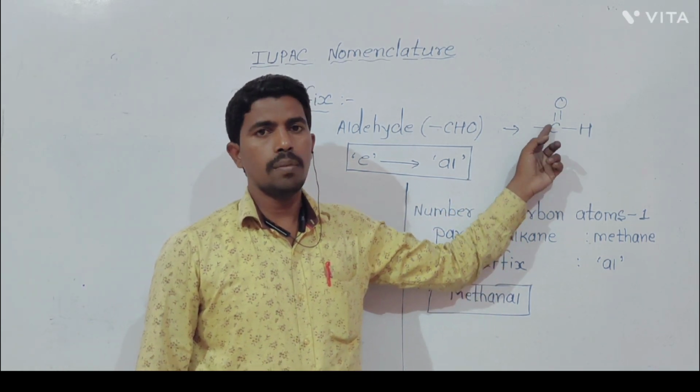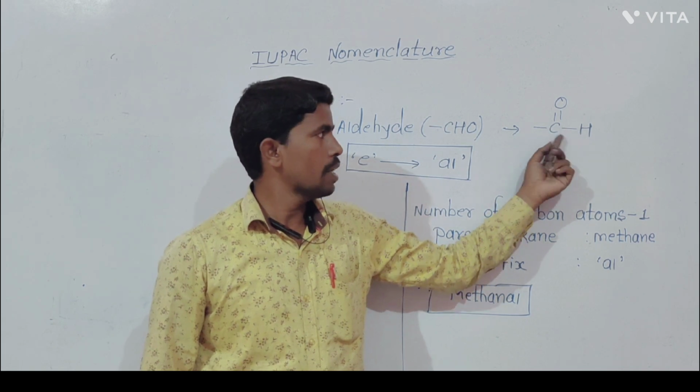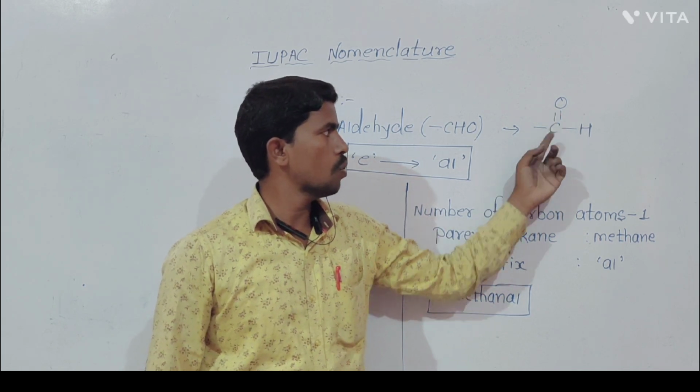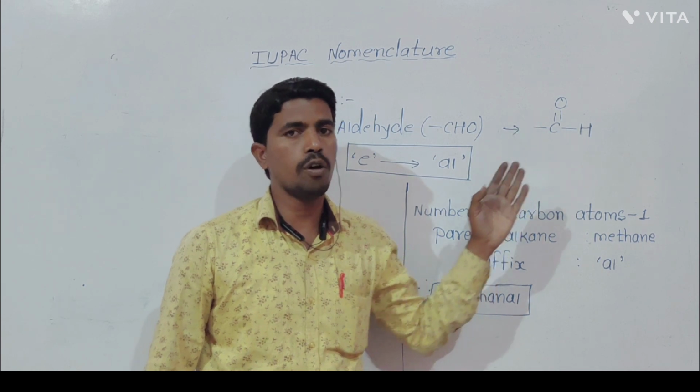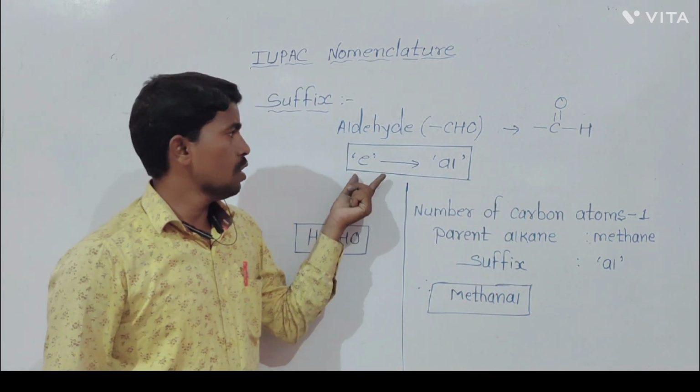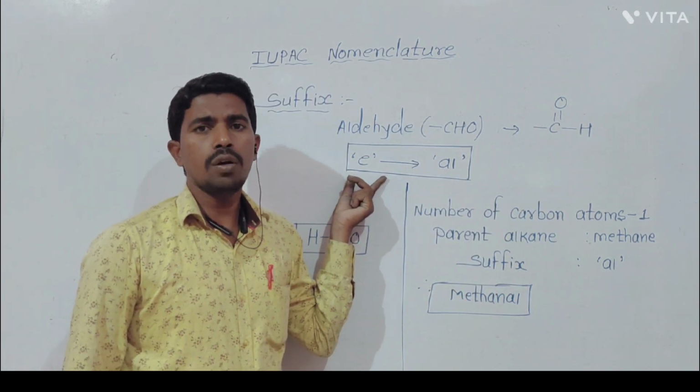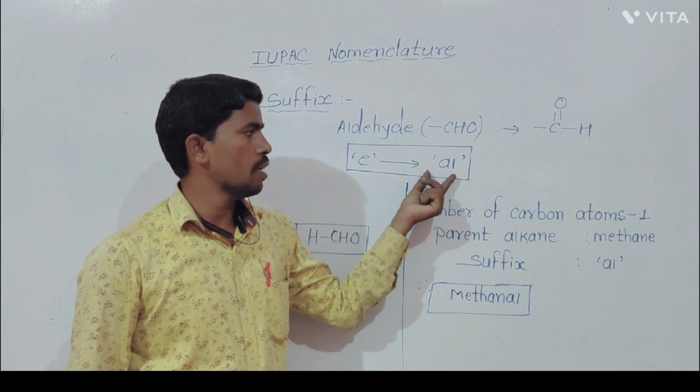The functional group of aldehyde is CHO, and this is the open structure of aldehyde. Single bond C, double bond O, single bond H. This is the CHO. CHO is the functional group of aldehyde. We should remember that the last E of alkane is replaced by AL.